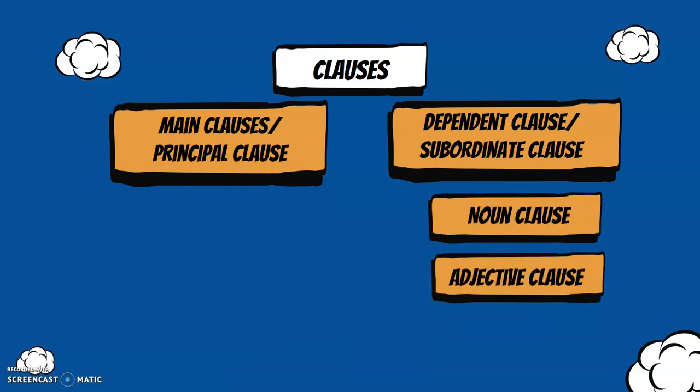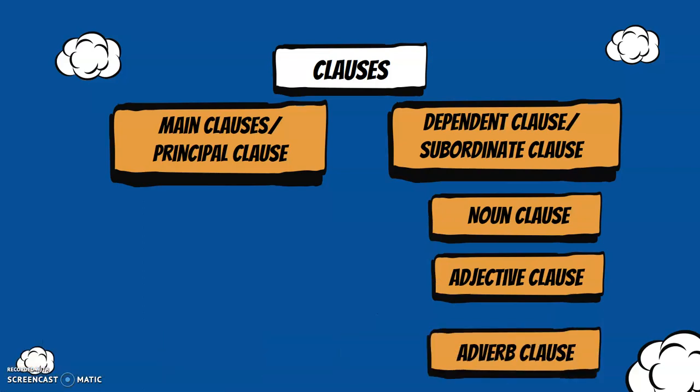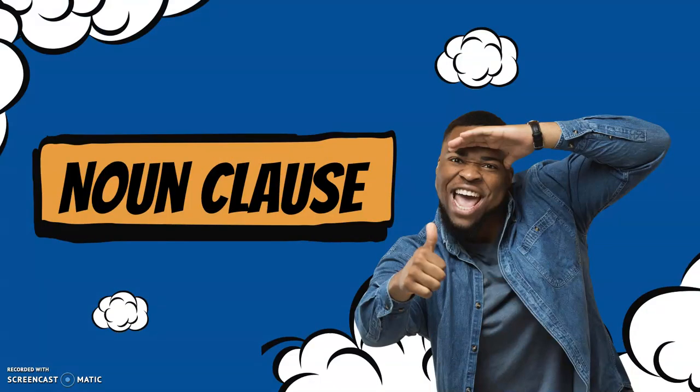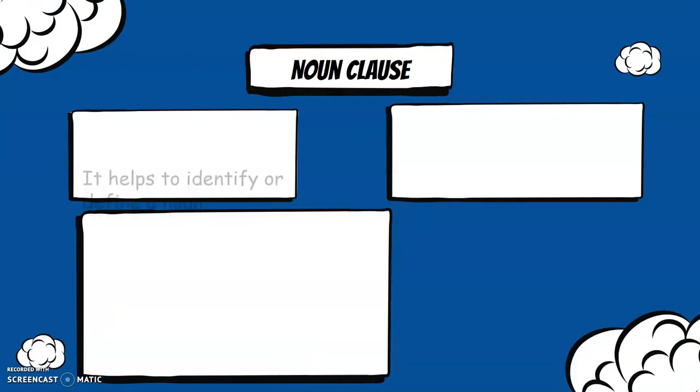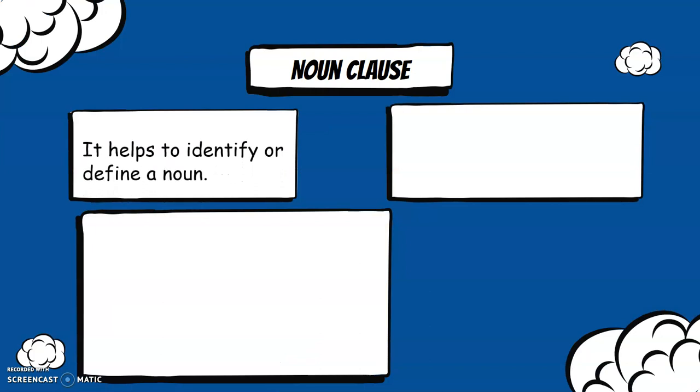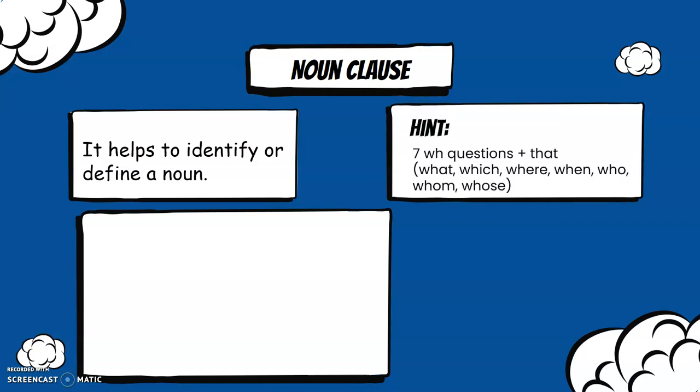Let's see each in detail. Noun clause. So what is a noun clause? It helps to identify or define a noun. And to identify whether the sentence is a noun clause or not, there are some hints given. So there are 7 WH questions plus "that." Which are the 7 WH questions? That is what, which, where, when, who, whom, and whose.